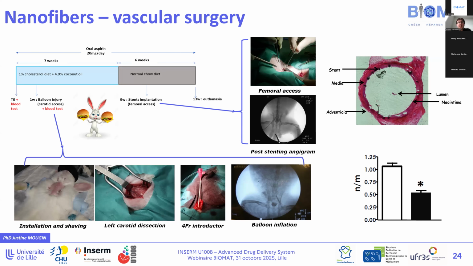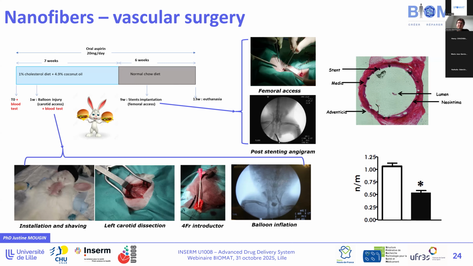And to evaluate the efficacy of our system, we develop animal models. In this case, we chose a rabbit, and we modify the model with a specific diet in order to have a hypercholesterolemic rabbit model. After some weeks, we do an injury with a balloon in order to provoke a stenosis. And after, we implant our stent to evaluate the potential anti-restenosis effect.